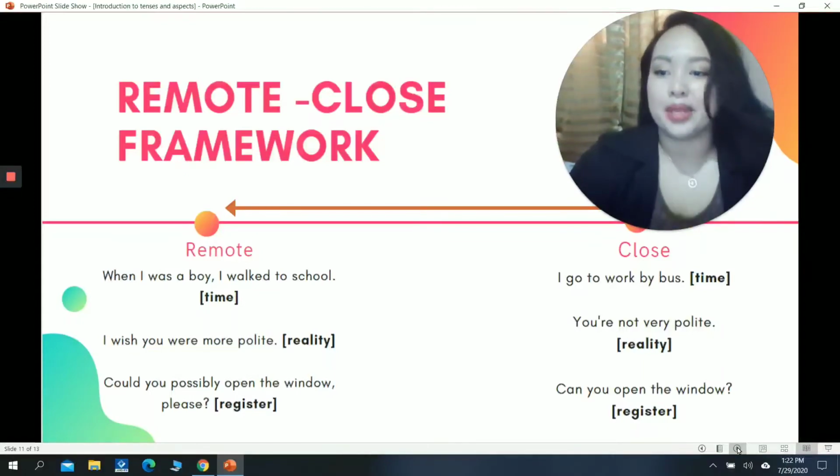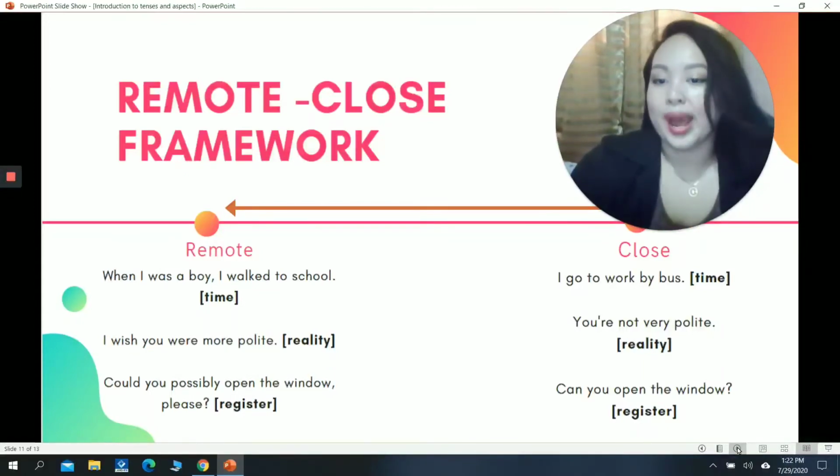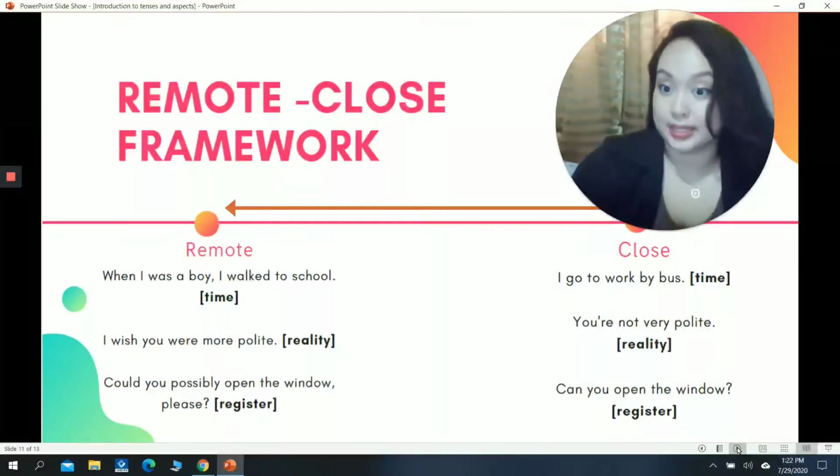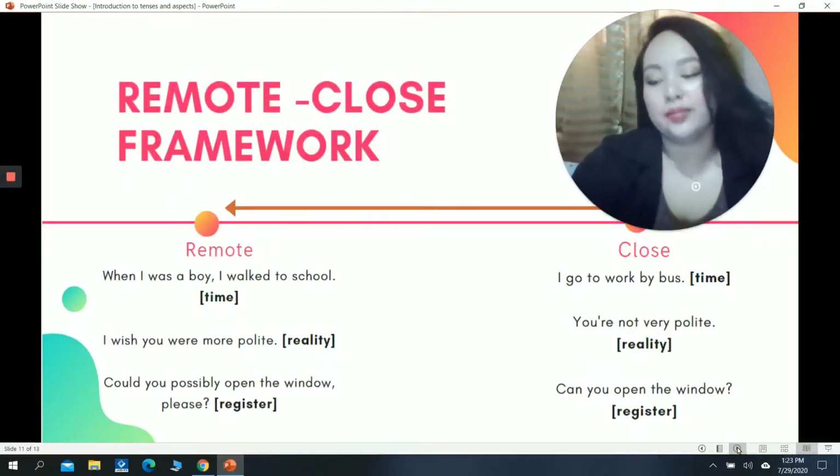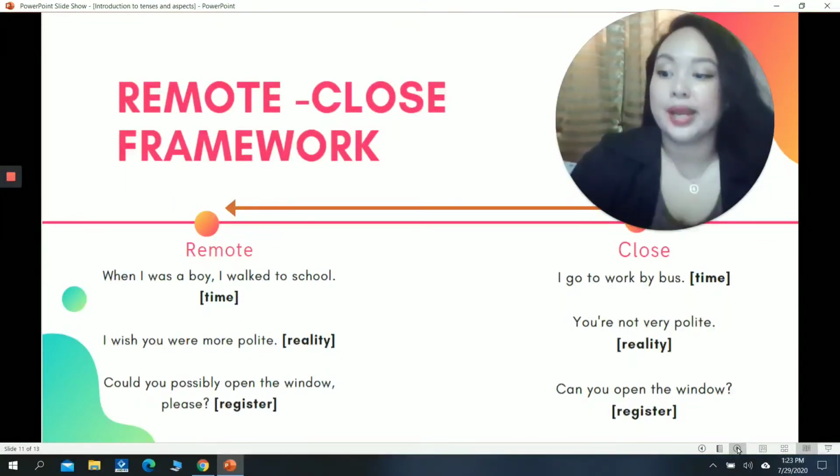Let's examine. So when I was a boy, I walked to school. I go to work by bus. I wish you were more polite. You're not very polite. Could you possibly open the window, please? Can you open the window, please? Now, in this term, we're going to examine it in terms of having three key factors. The key factors here are time, reality, and register.